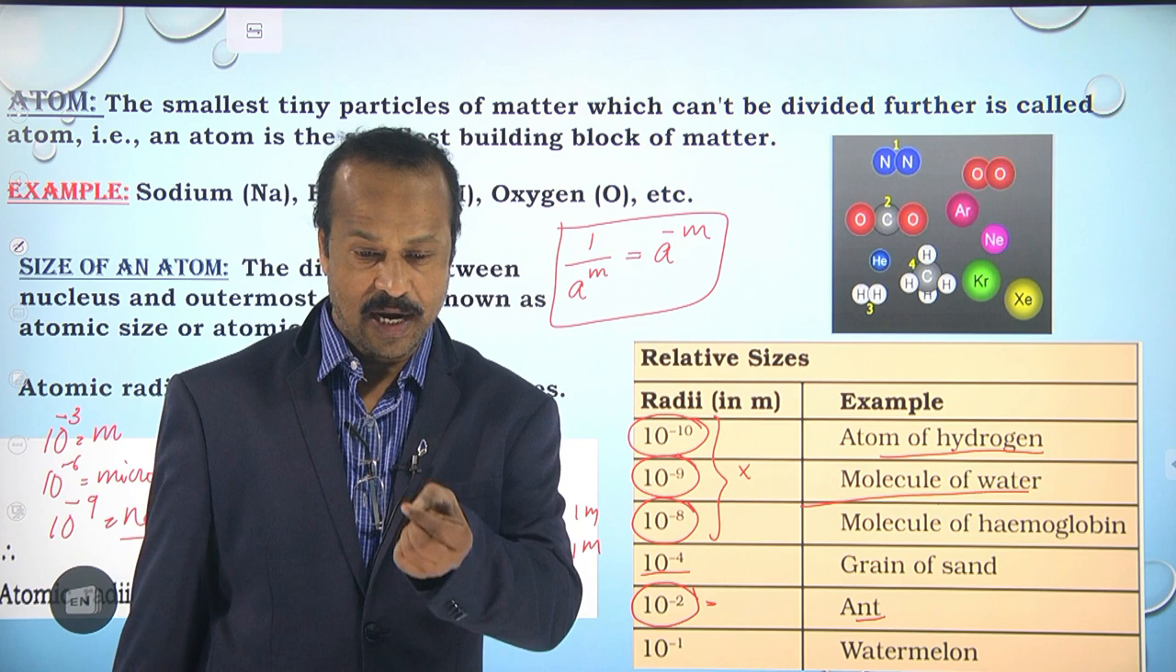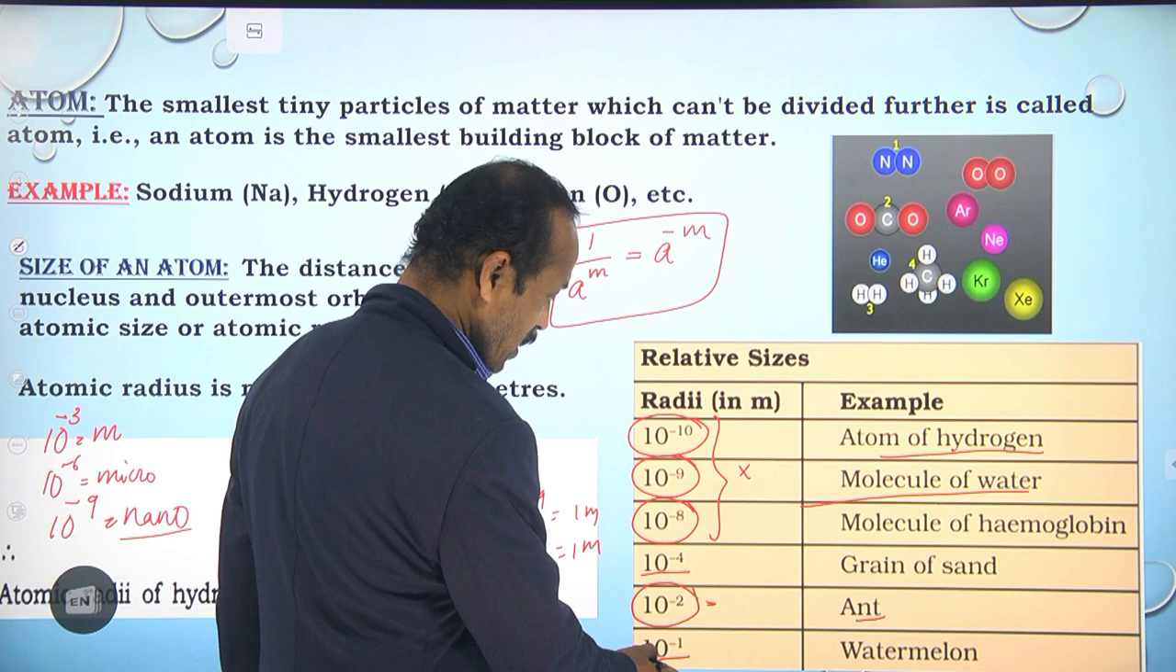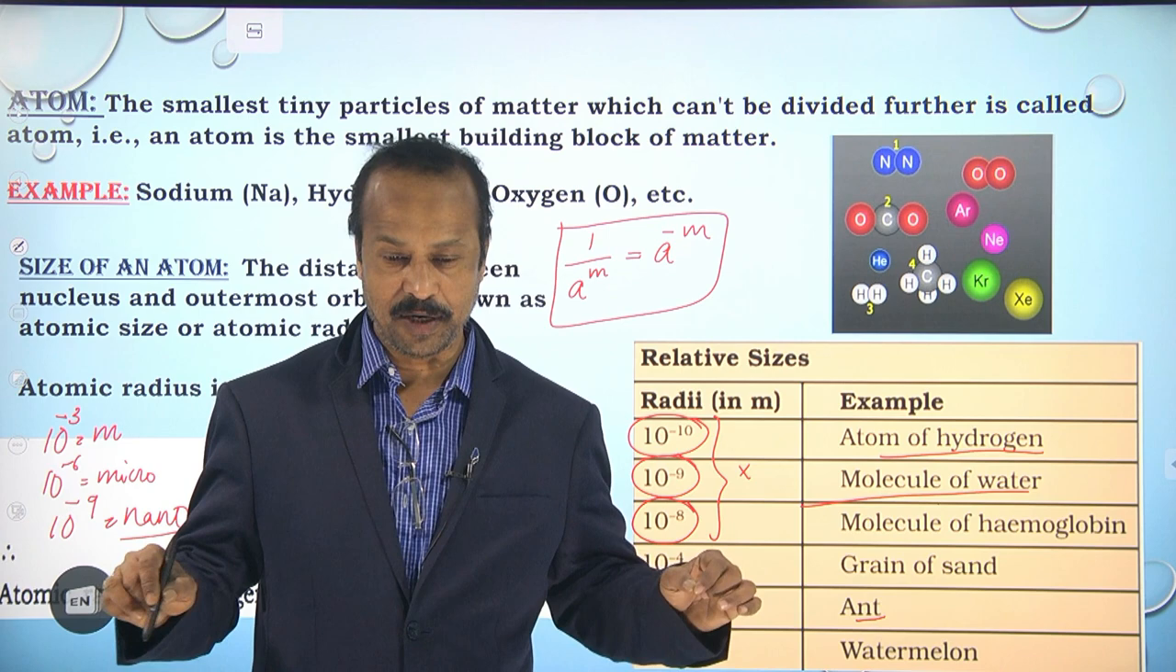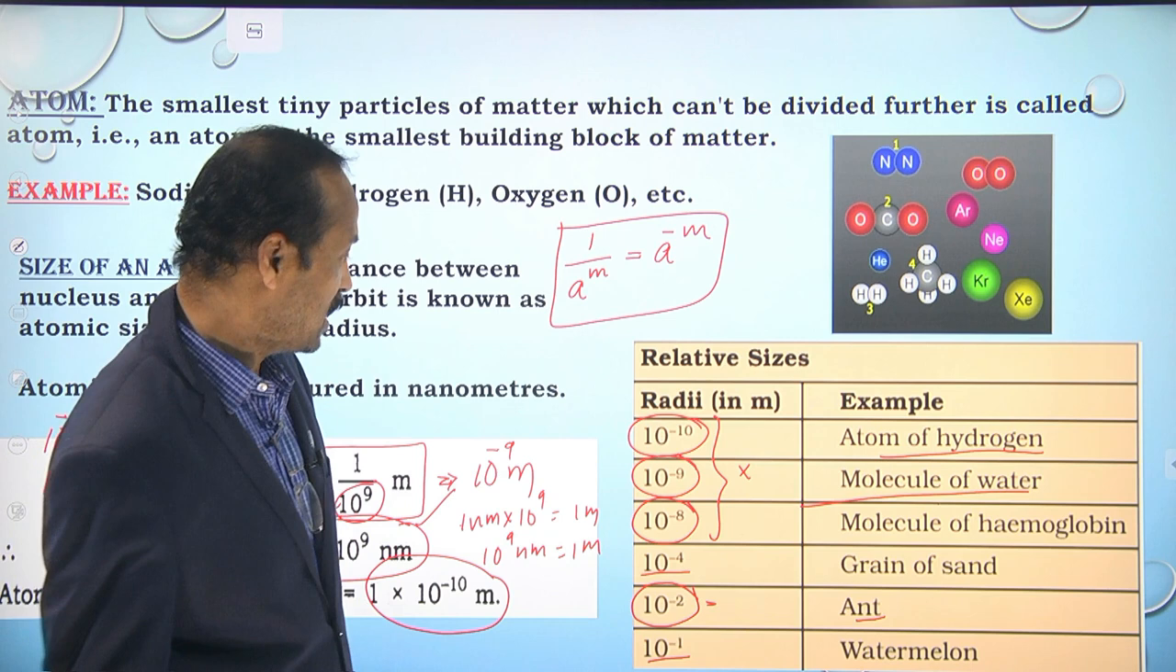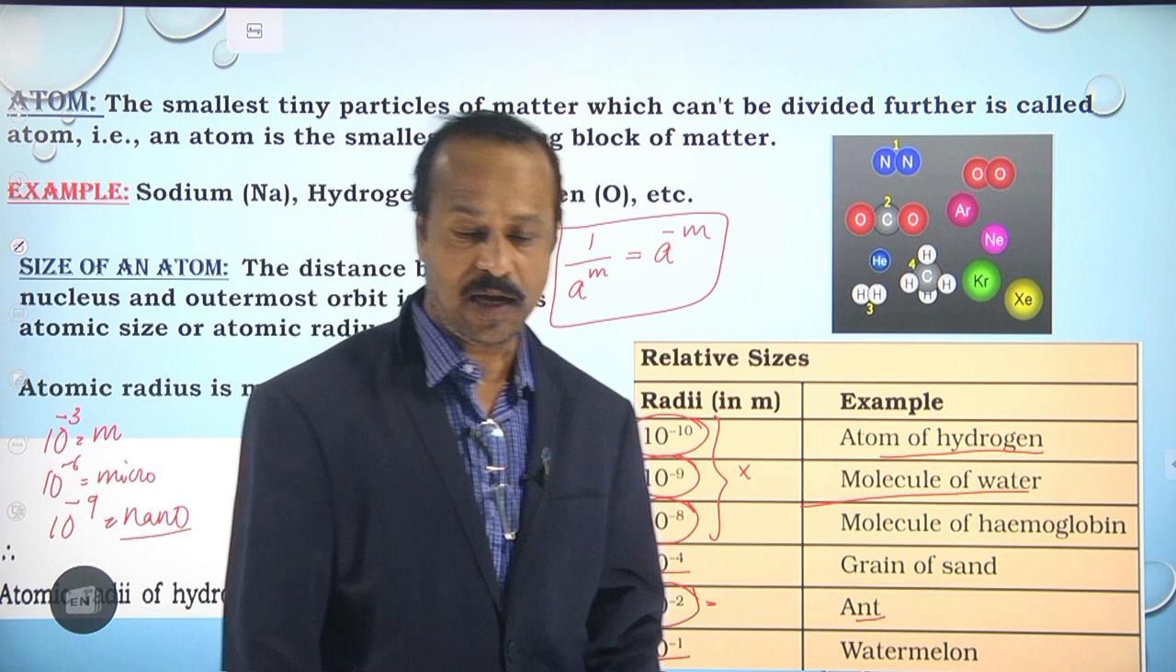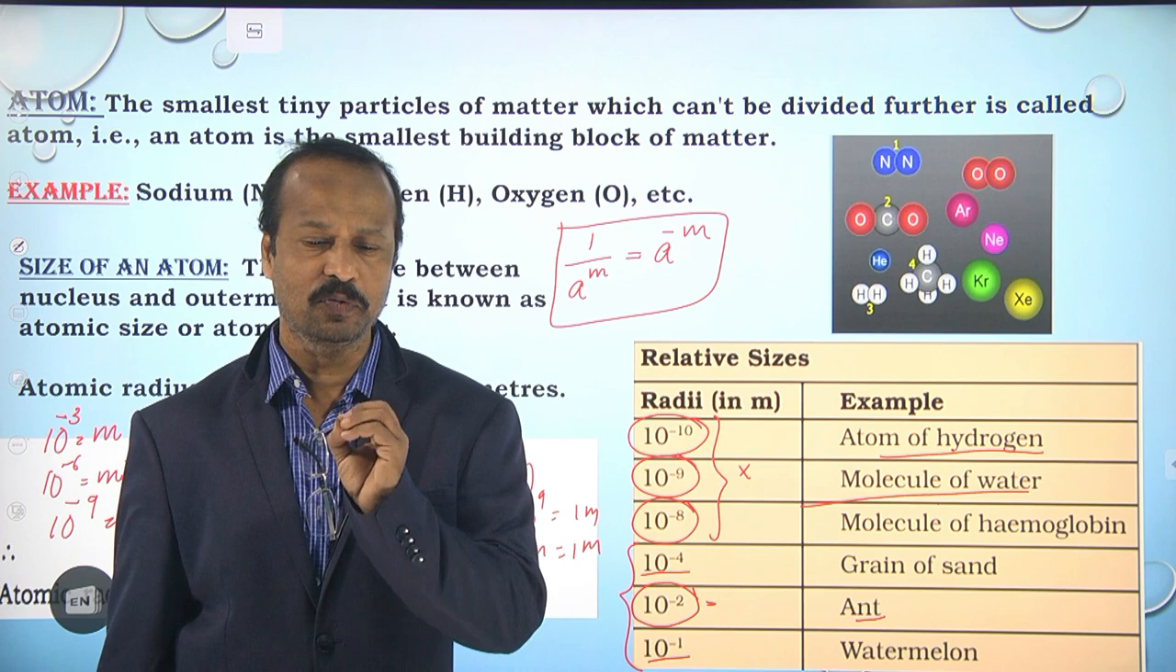And 10 to the power of minus 1 is a watermelon. So about 10 centimeters in diameter or radius. So these are the relative sizes. Up to here we can see; our eye can see up to 10 to the power of minus 4 only. If the eyes are very sharp, maximum we may see 10 to the power of minus 5, but less than that we cannot see.